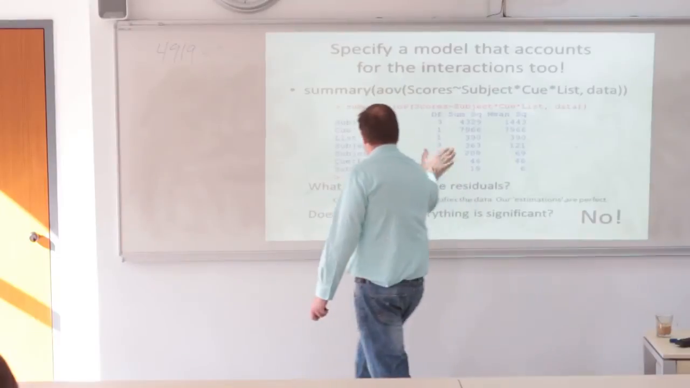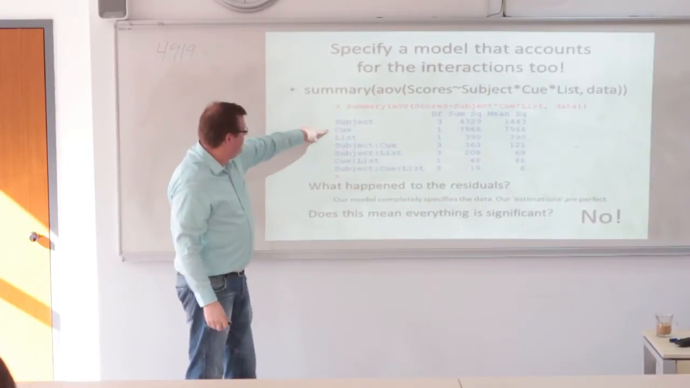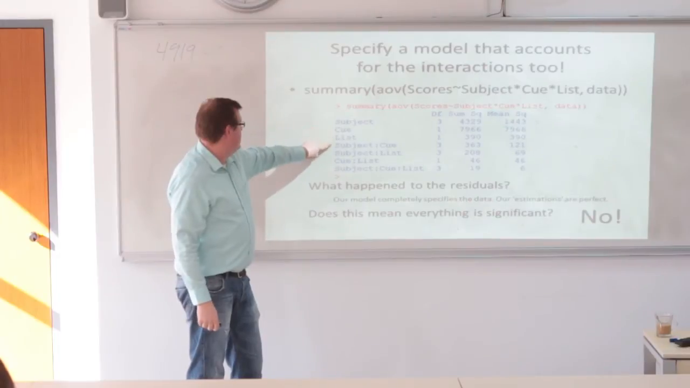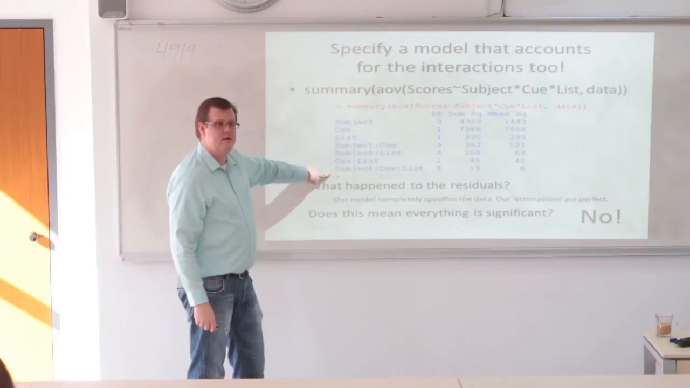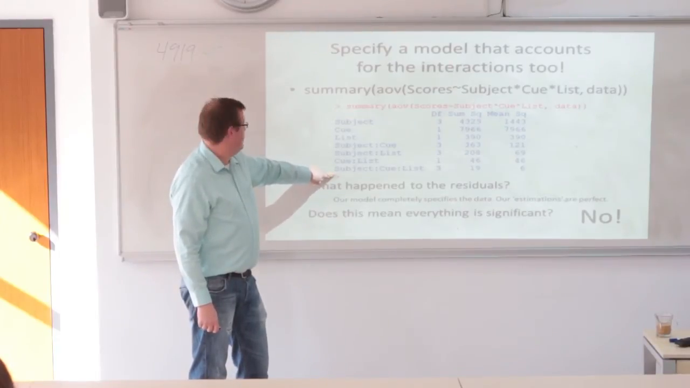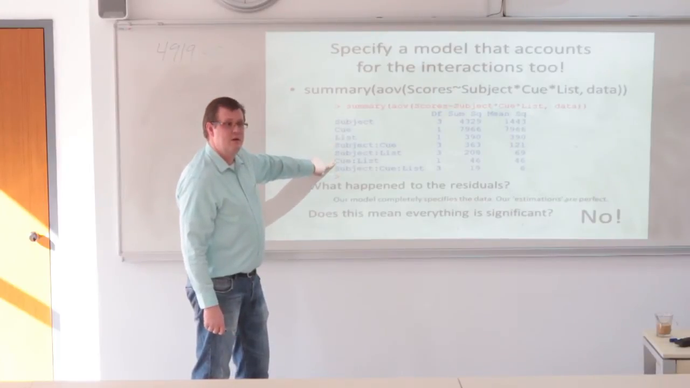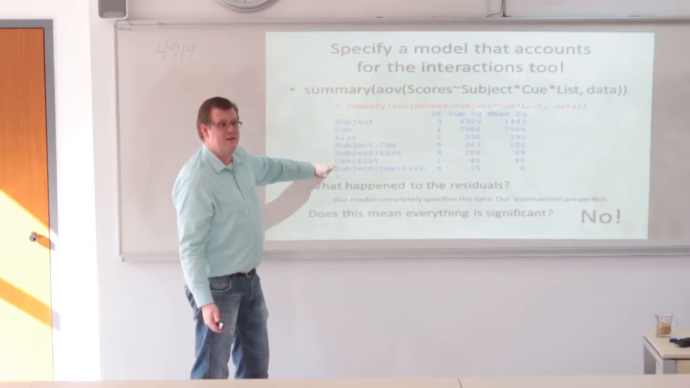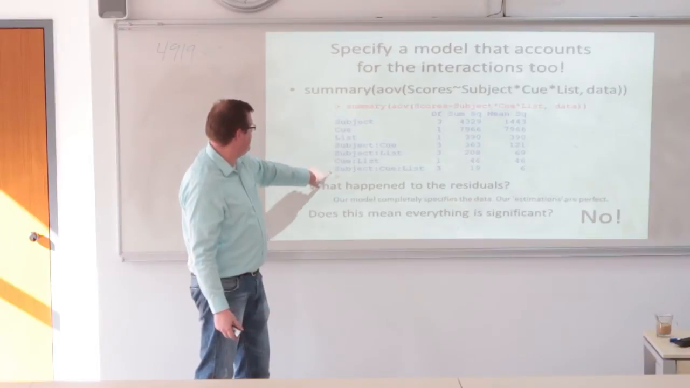Let's see. Here's the effect of Q. What would the error be for Q? Subject Q, and subject Q list. And what were you saying, Yelchin? So the error term for Q includes Q and Q list.